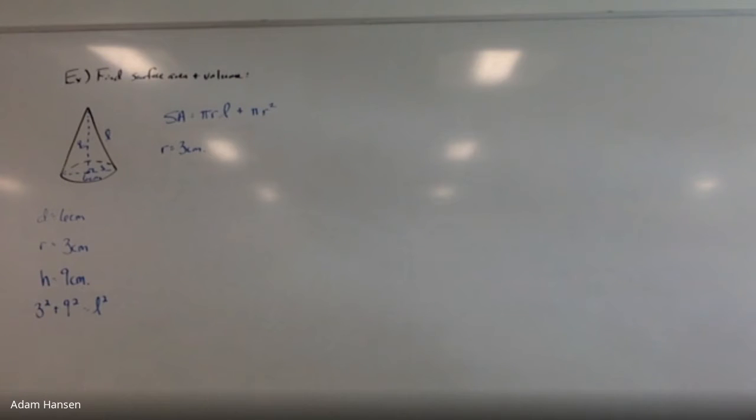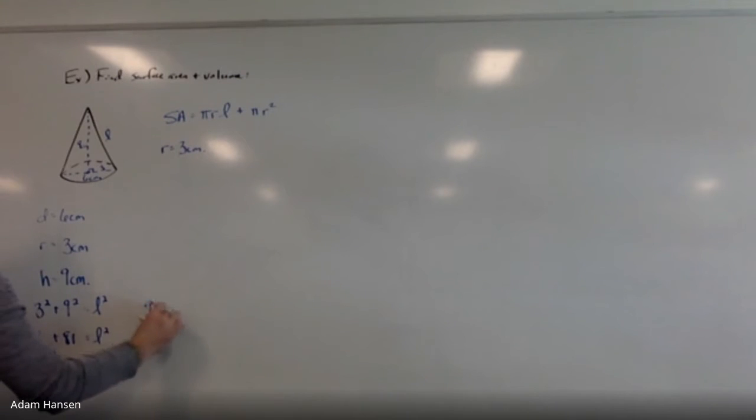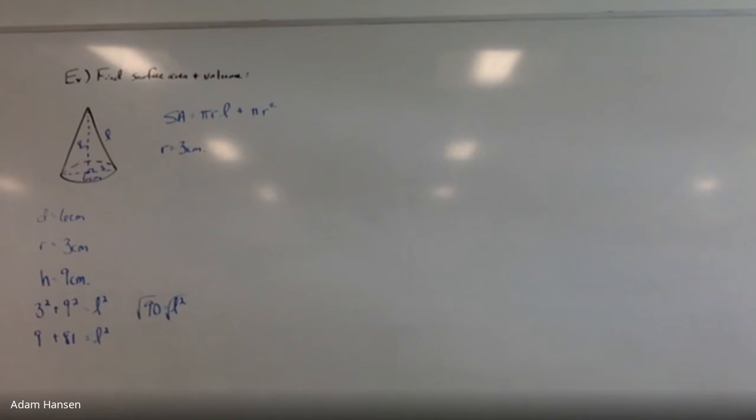Cut a right triangle into the cone. Now we can use Pythagorean theorem. 3 squared, bring down 9. 9 squared, bring down 81. 9 and 81 make 90. 90 equals the slant height squared. Solve by square roots. Simplify root 90. I don't think it's a perfect square. 9 and 10, but what's the square root of 9? 3, so this should be 3 radical 10.